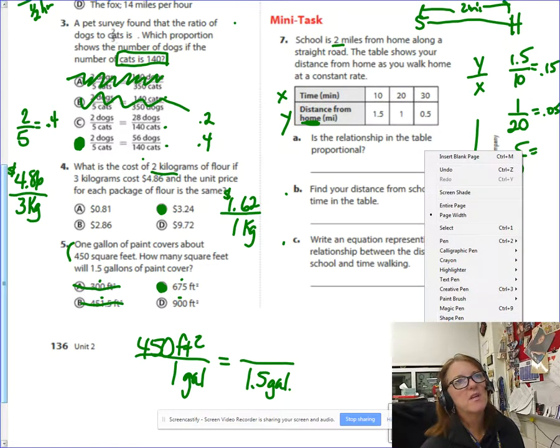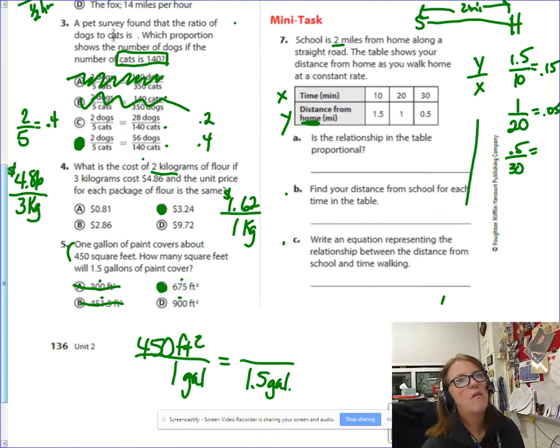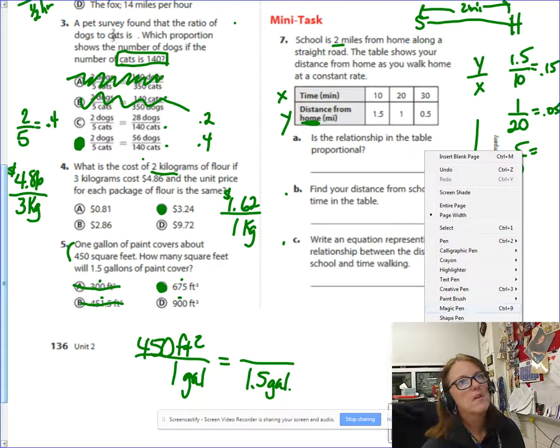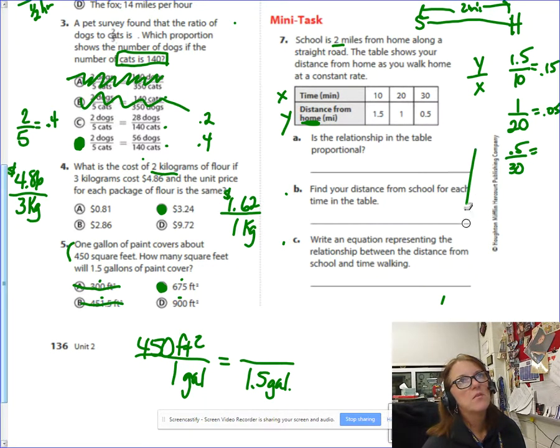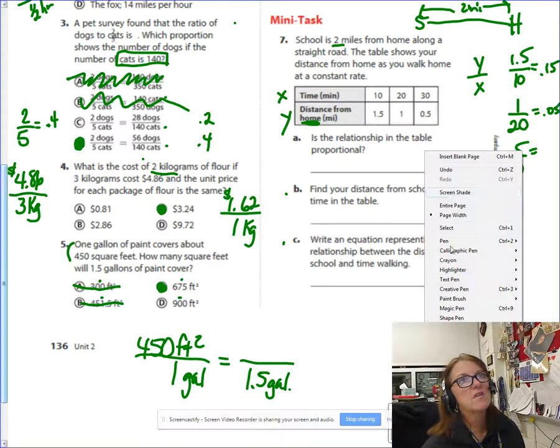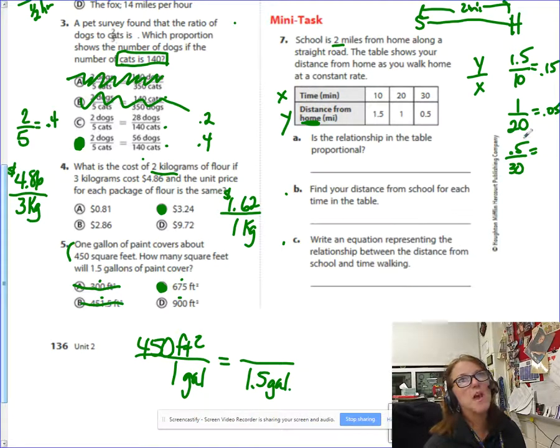Well, here's what I need to tell you. What is happening is you're getting different values. I suppose I could have stopped right after these two and said, well, they're not the same. So that ain't happening. But it's all right. Is this proportional? No, it is not. If it were proportional, these would all be the same.